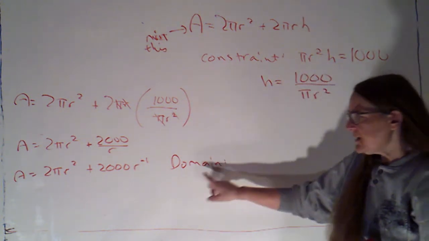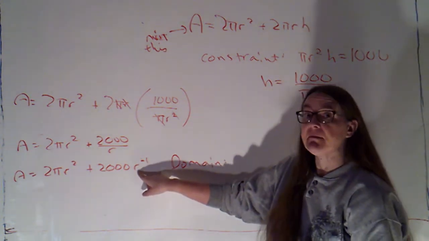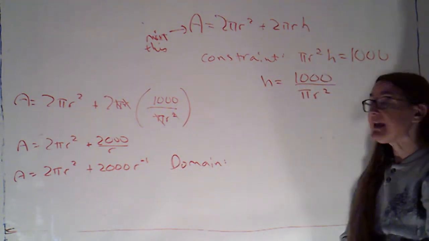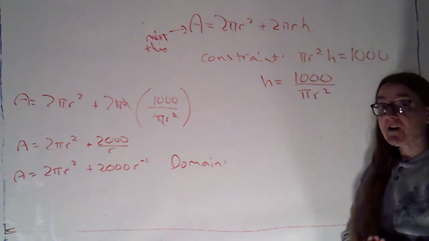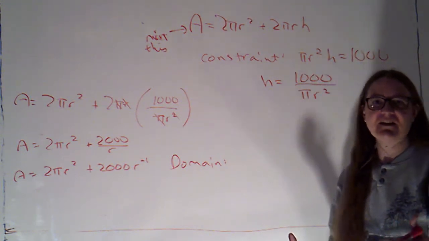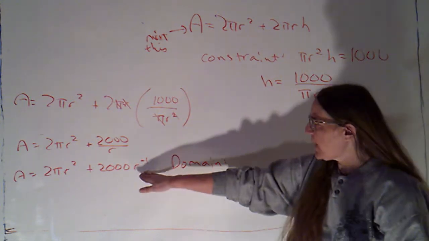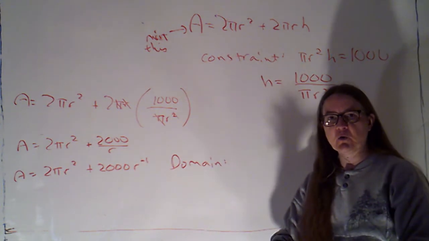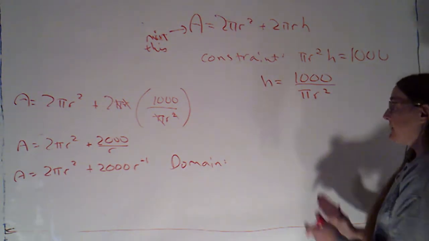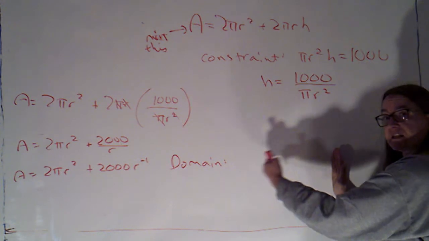I have to wait until I've decided which variable I'm keeping, because my domain is going to be the values that r can take on, and the values that r can take on are probably different from the values that h can take on. So you do need to wait until you know which variable you're working with before you describe the domain.